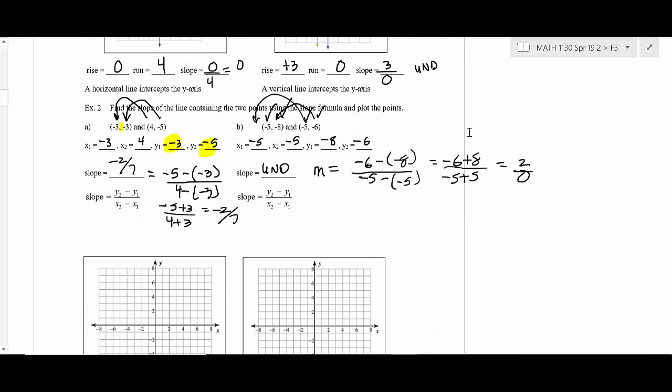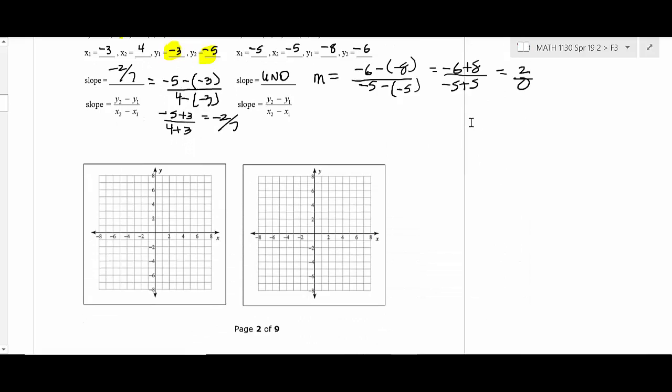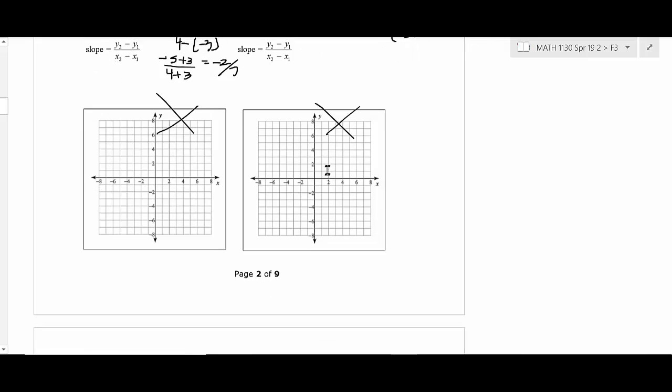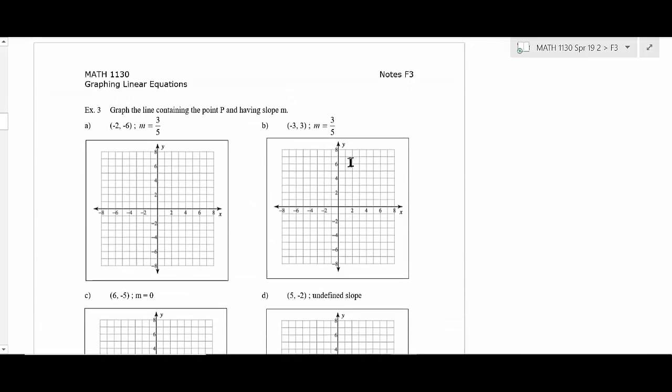Okay, let me move to the next page here. And let's see, I don't care about the graphing on this. I think I was just going to have you graph those 2 points. You can if you want to on each example, but it doesn't really make that much difference. Okay. All right, so let's move to the next thing here.